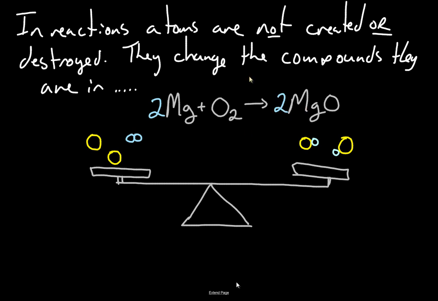This concept is called balancing an equation, and the reason we do it is because we want to show that no mass and no matter and no atoms are ever created or destroyed when we're doing chemistry. So we're going to look at this kind of concept going forward. And that is that.